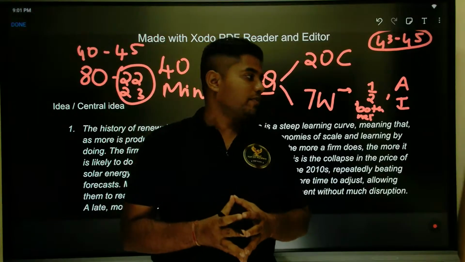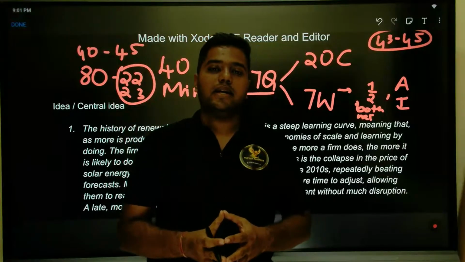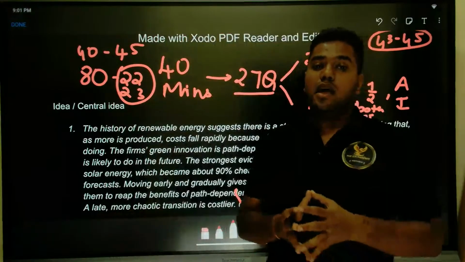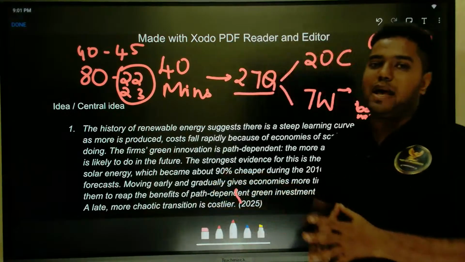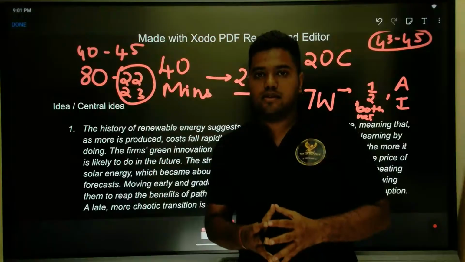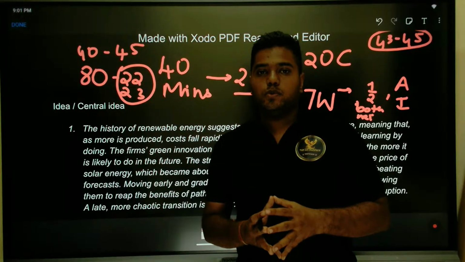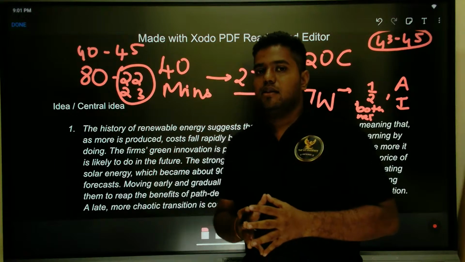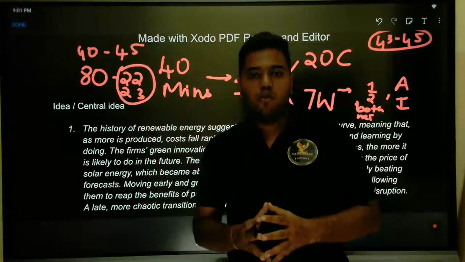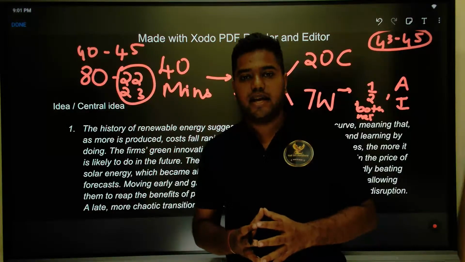Yesterday, this group PDF was shared with you. It had all the compilations of previous RC questions on idea and central idea. All these passages are previous year questions, and I expected you to solve all the questions. Now let's discuss some of the questions in this. Before that, let's understand what is an idea, and what is the central idea in this.